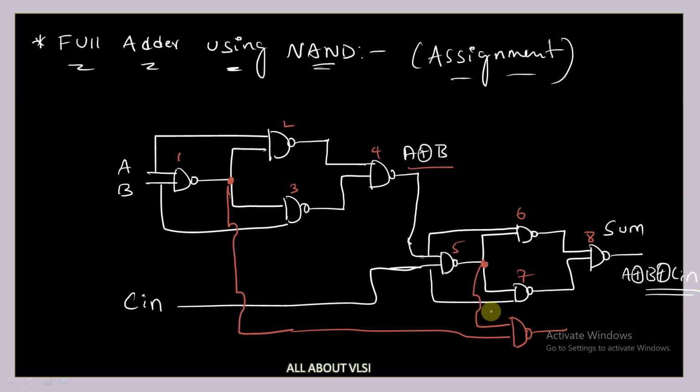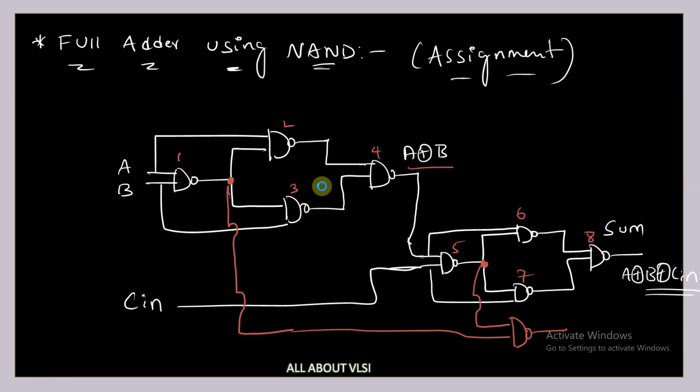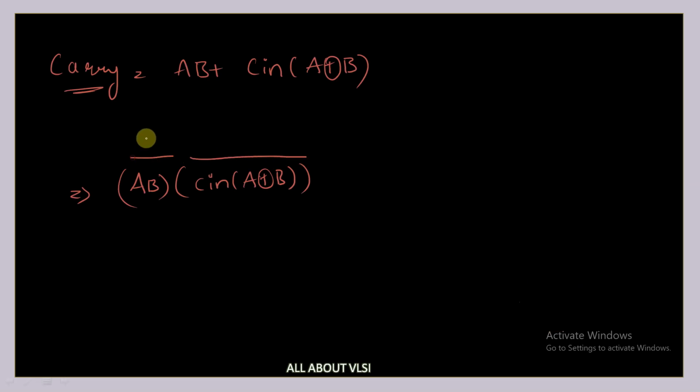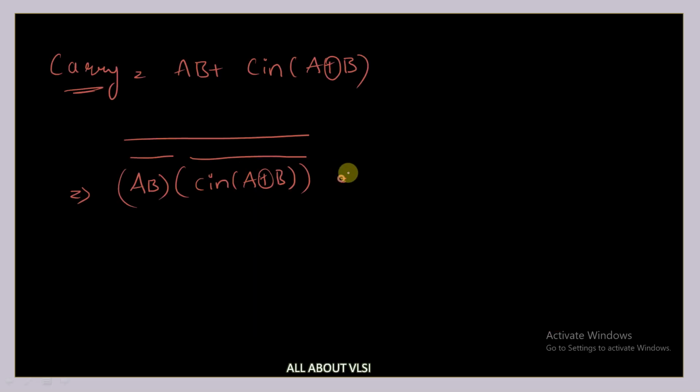The equation I'm getting here is AB whole bar and Cin into A XOR B whole bar, followed by a whole bar. This is the equation I'm getting at the ninth NAND gate. This is the output of the ninth NAND gate. If I solve this, what am I going to get?